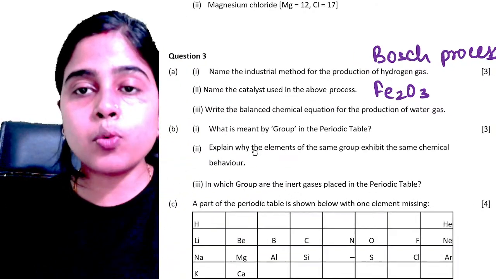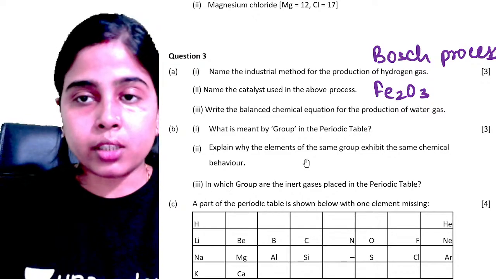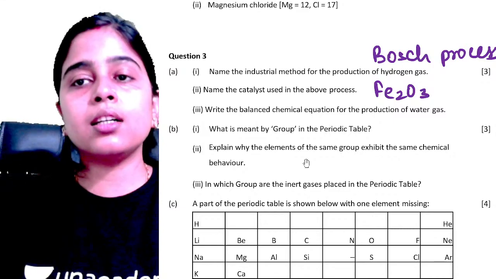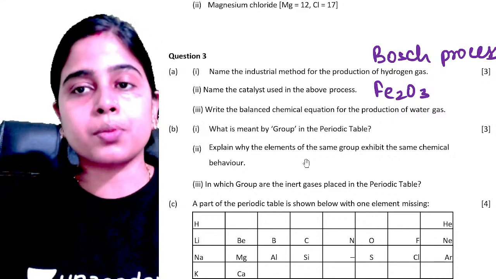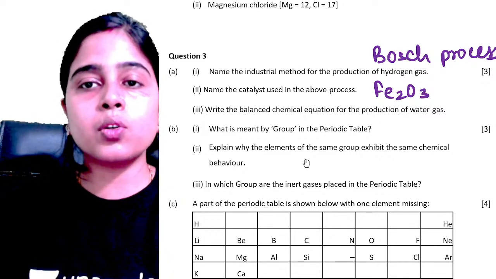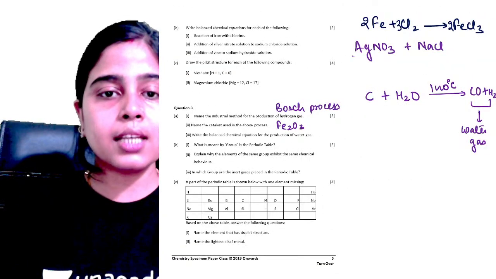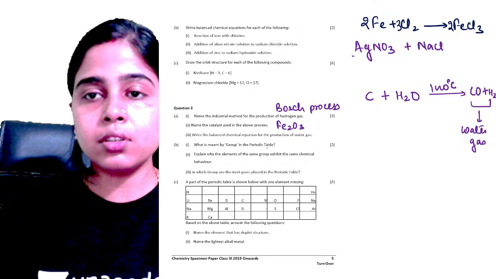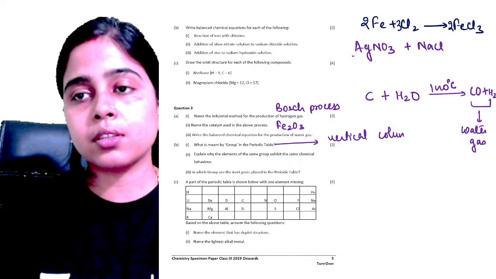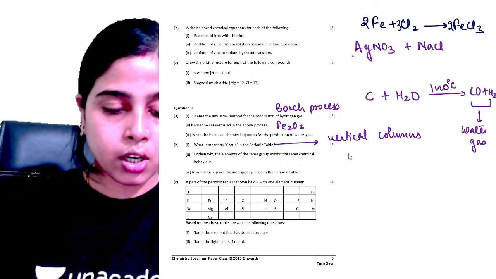So here the question is, what is meant by group in the periodic table? You will generally write that the vertical lines in the periodic table are known as groups, and horizontal rows are known by the name of periods. Let me write it for you. Groups are generally the vertical columns, and periods are generally the horizontal rows.